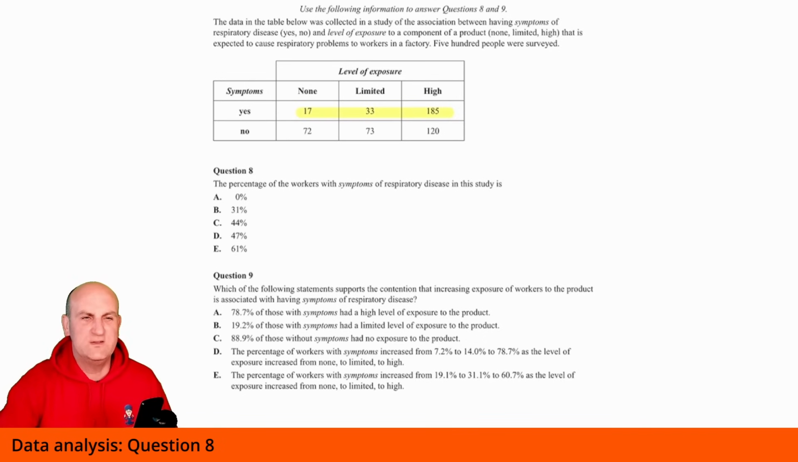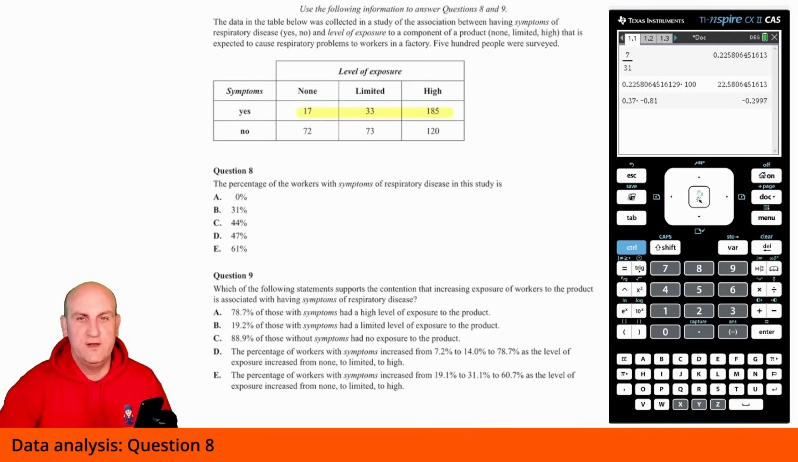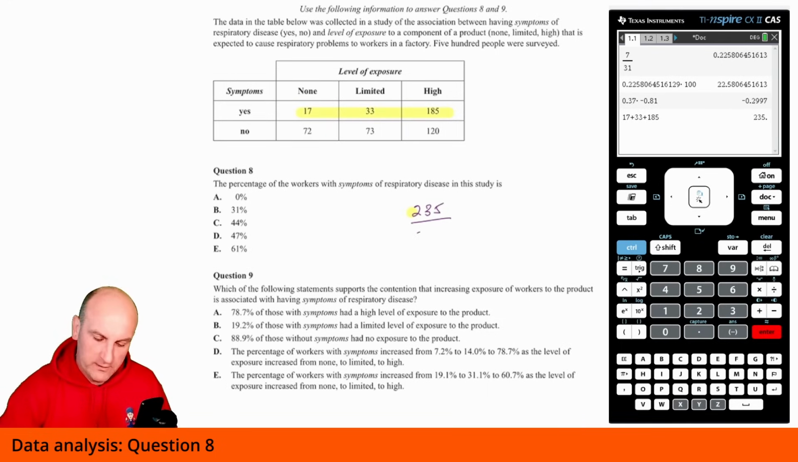So what I'm going to do, I may as well leave my calculator on for the whole of this video. 17, we're going to add that to 33, we're going to add that to 185, and then that gives me 235 people. So let's not do that in highlighter. 235 out of how many people did it tell me there were? Did we do that? Yeah, 500 people. So there's 500.